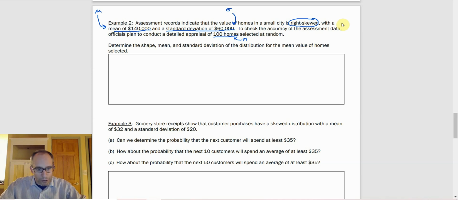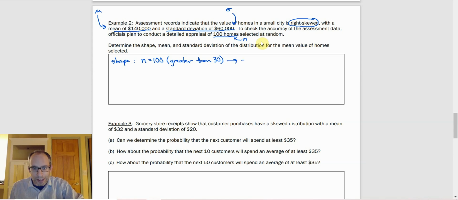Okay, first off, what's the shape? So we have the shape, mean, the standard deviation. So the shape, well, as far as the sampling distribution goes, because that's what it's talking about, the distribution for the mean value of homes selected in the sample. So it's asking about the distribution of the sample mean, that sampling distribution. But our sample size is 100, and that's bigger than 30, right? So n is 100, which is greater than 30. So it's big enough to apply the central limit theorem.